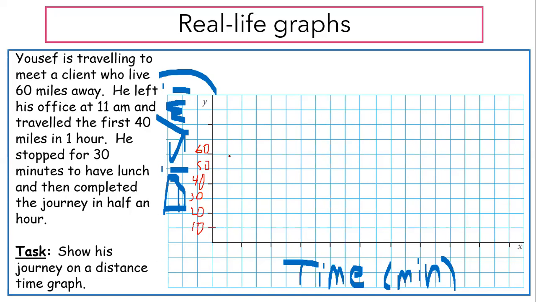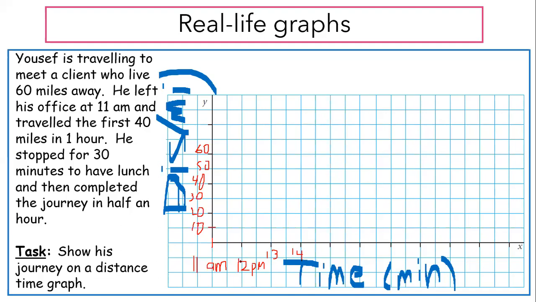Continue, Noor. He left his office at 11 a.m. and traveled the first 40 miles in 1 hour. So the initial time, is it midnight or 11 a.m.? 11 a.m. in the morning. In the morning, so it's in the 12-hour system, not the 24-hour system. Excellent, so this is 11 a.m. So let's start counting by hours. This is 11, this is 12, and it will be p.m. And this is 13. This is 14.